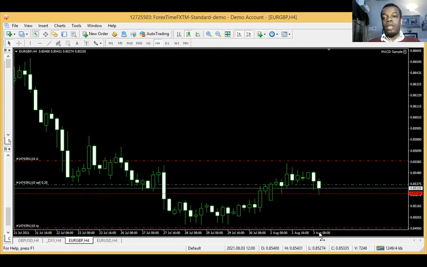We are through with engulfing. We are through with bullish and bearish engulfing.